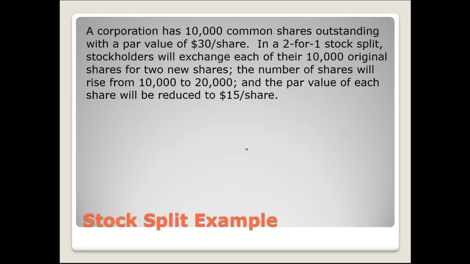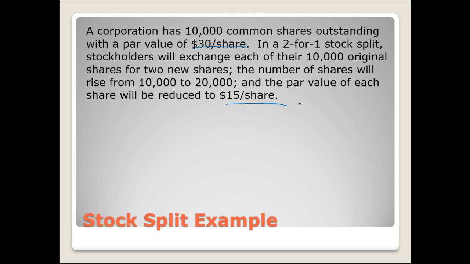A corporation has 10,000 common shares outstanding with a par value of $30 a share. So there's 10,000 shares outstanding. The par value is $30 a share. There was a 2-for-1 stock split, which means every stockholder exchanges each one of their original shares for 2 new shares. So that means the number of shares will rise from 10,000 to 20,000. And the par value of each share will be reduced from $30 to $15 a share.